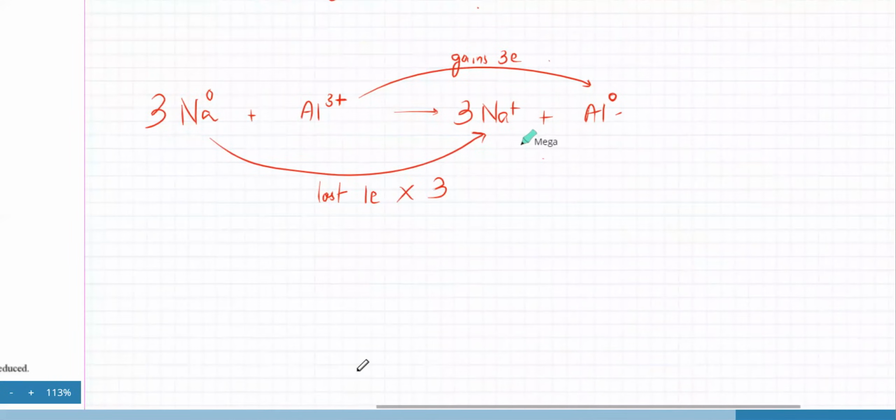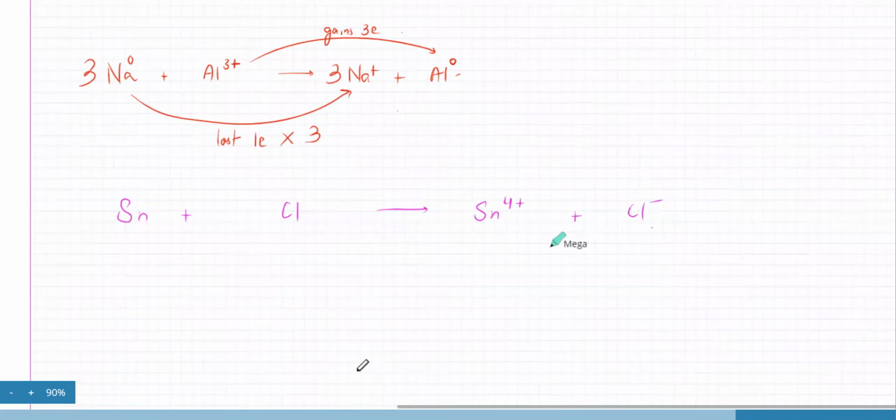Is this clear? Yeah. So let's try and do another one. Let's say there's tin reacting with Cl, and tin becomes 4 plus, and Cl becomes minus 1, right? So how many electrons has tin lost? Like four.